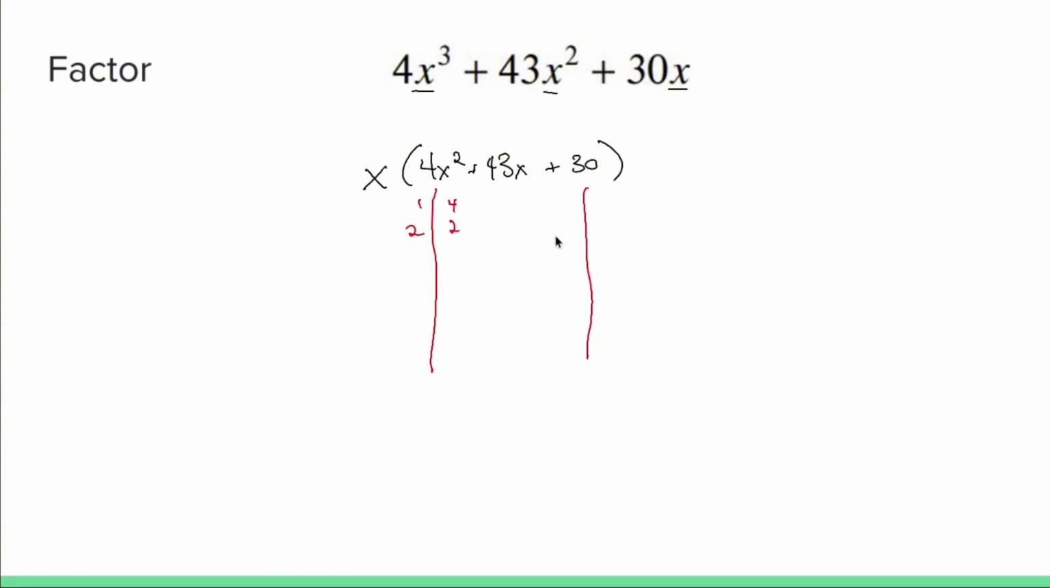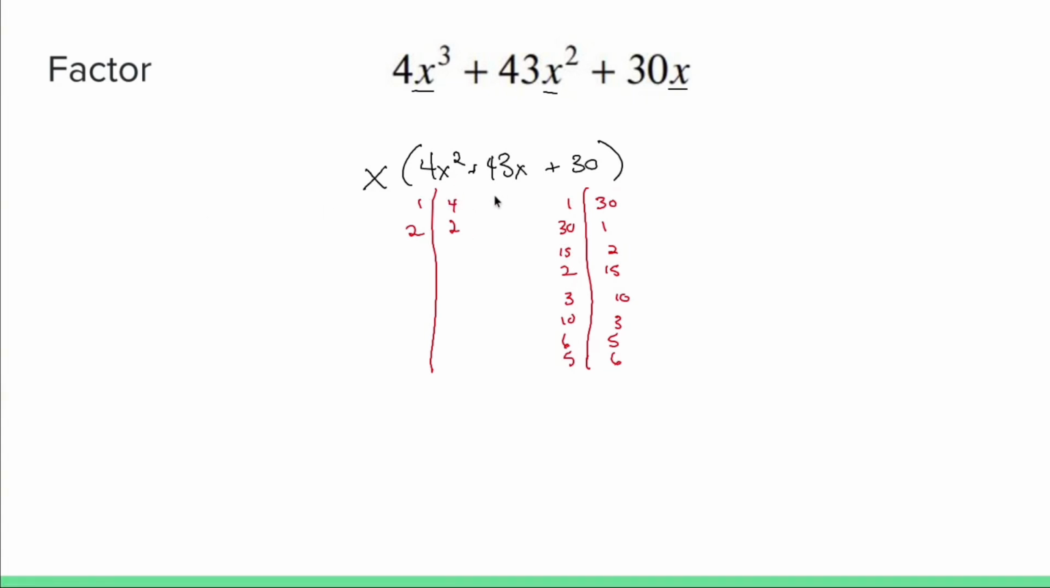Then I list out all my possible options that multiply out to positive 30. So 1 and 30, 30 and 1. 15 and 2, 2 and 15. 3 and 10, 10 and 3, 6 and 5, 5 and 6, and I think I got all of them. Now what I do is I multiply insides, multiply outsides, add them together, and see which one adds up to 43. So some of this is guess and test.